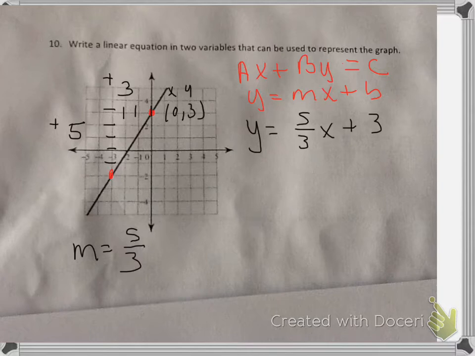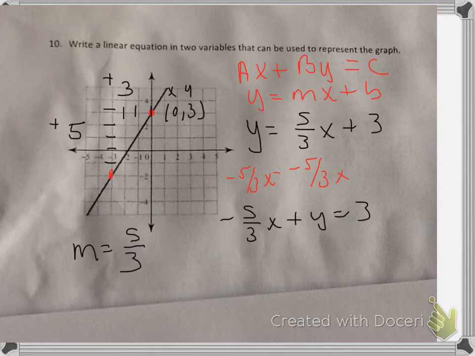Now I'm going to go ahead and put it in standard form for you. So I'm going to subtract 5/3 x from both sides. And when I do, I end up with negative 5/3 x plus y equals 3. Remember, this is in standard form. We can't have a negative nor a fraction for the number in front of x, the A. So this time I'm going to get rid of the negative and the denominator at the same time.